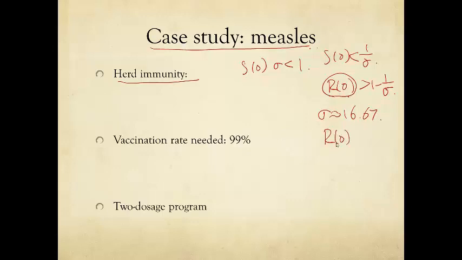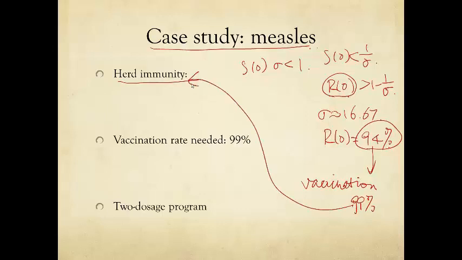That means we need this initial vaccinated rate to be 94%, which is big but not that close to 100%. Now, however, the vaccination is not always effective. It's only about 95% effective. So that translates, we actually need the vaccination rate to be 99% in order to achieve herd immunity, to achieve this condition.